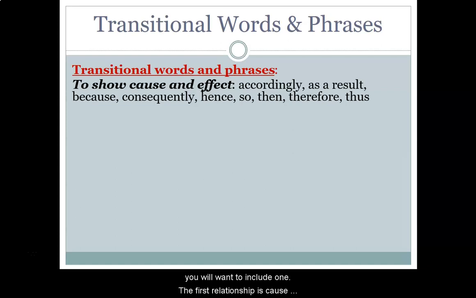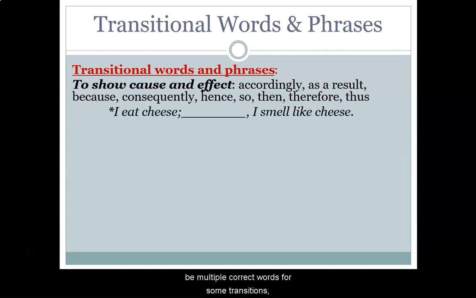The first relationship is cause and effect, which is identified by words such as accordingly, as a result, because, consequently, hence, so, then, therefore, thus. Keep in mind that there may be multiple correct words for some transitions, like in this example: I eat cheese, blank, I smell like cheese. You might choose consequently, hence, or therefore.